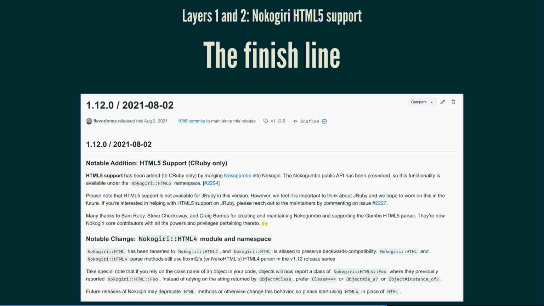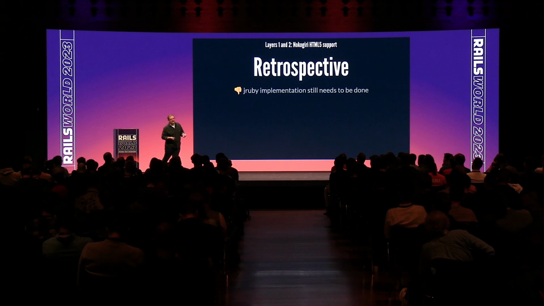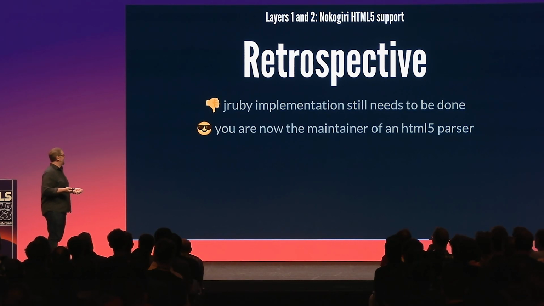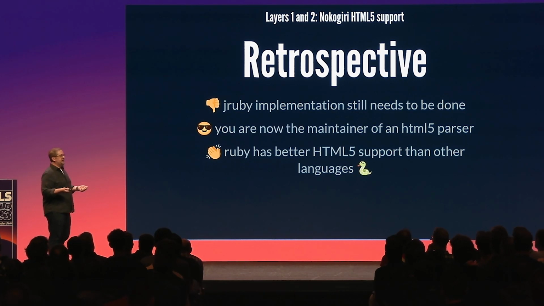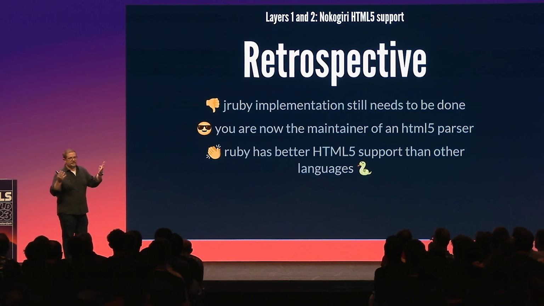We got this version of Nokogiri out, fantastic. In retrospect, JRuby still doesn't support HTML5. I would ask this room for help doing that, but I've given up hope on anyone in the JRuby community fixing this problem for me. So I feel kind of meh about being the maintainer of libgumbo now. That's interesting. But I will note that Ruby now has better HTML5 support than other languages. If you look at Python, they have like a pure Python version that isn't as fast, and they have a version that uses like a system libgumbo that's several years out of date and has security vulnerabilities. So we're in a pretty good situation, I think.